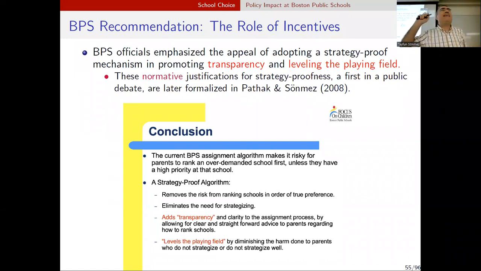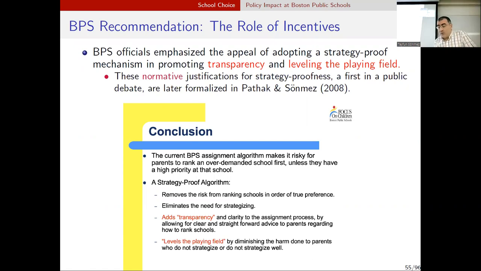So observe that strategy-proofness is different from dominant strategy incentive compatibility, even though it's the same mathematical relation. You care about dominant strategy incentive compatibility as a constraint to the extent it serves your objective. It's a constraint. Whereas strategy-proofness, which has the same mathematical formula, is an objective in itself, right? And this is also very related to positive economists giving too much importance to consequentialist outcomes and nothing else, and so on and so forth, right? So these are normative justifications for strategy-proofness, first in public debate; we formalize it later on.